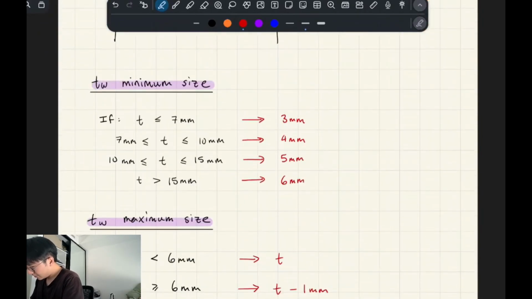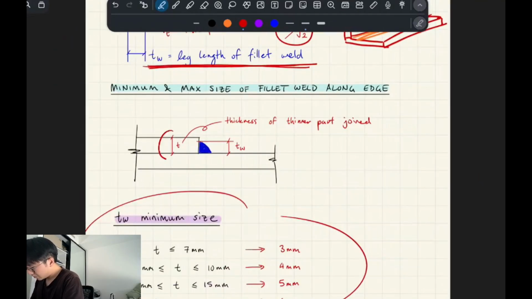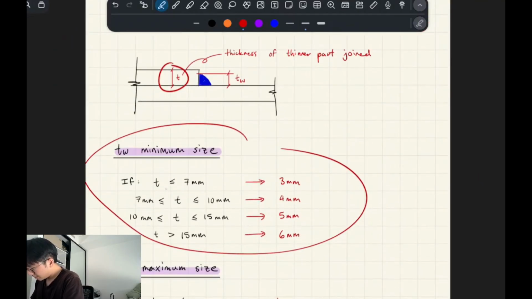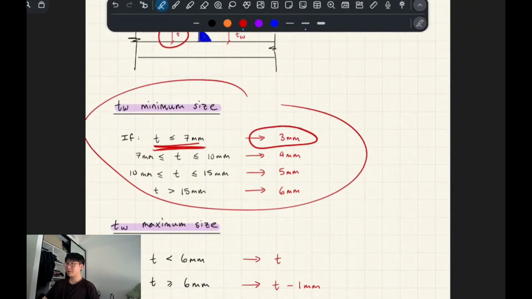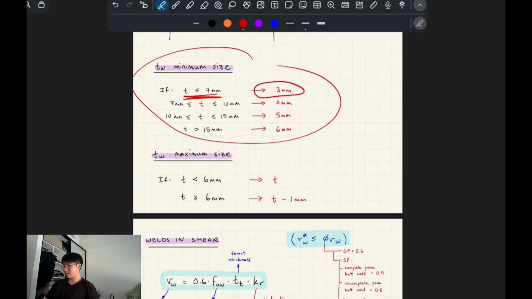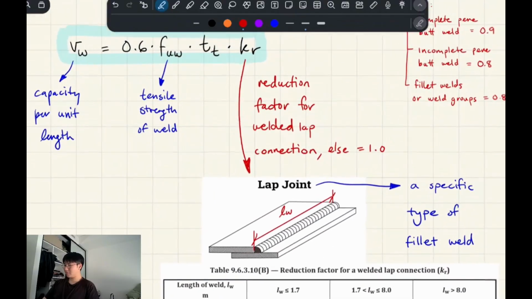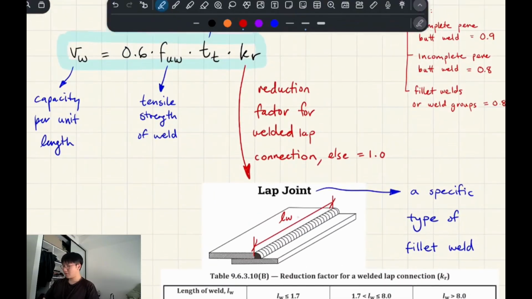The idea is you have a minimum weld size that you have to follow due to the plate thickness. So if that plate is, let's say, less than 7mm, then you have to have at least 3mm thickness. Max size, etc. This is just addition. Okay. So welds in shear: you've got these two plates to weld together. Shearing of the weld would be like that and that.